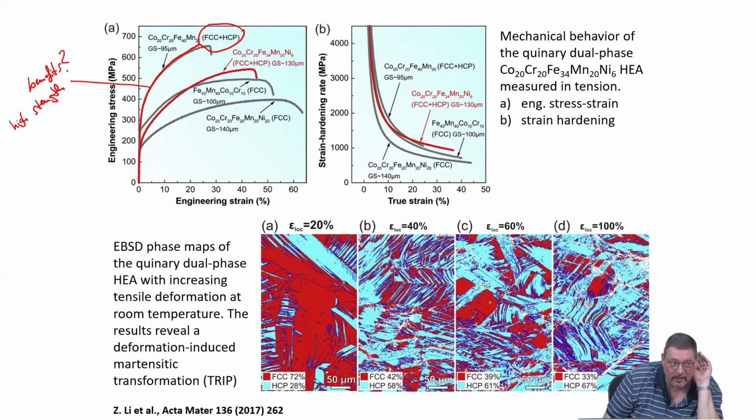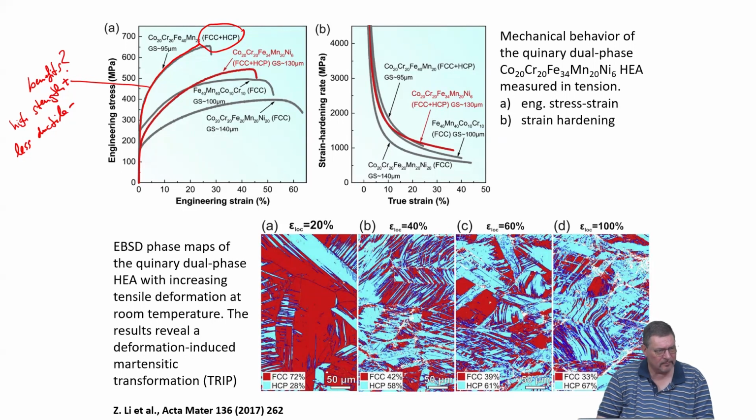Which one? Yeah, it is less ductile, right? In the third one, I think the phase transformation can happen. During the first one, like FCC plus HCP, no phase transformation. Like the rest of them, strain hardenability is also higher.